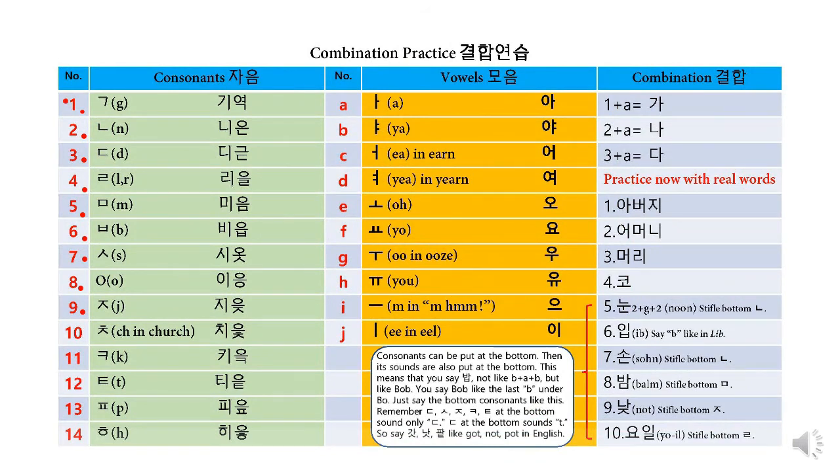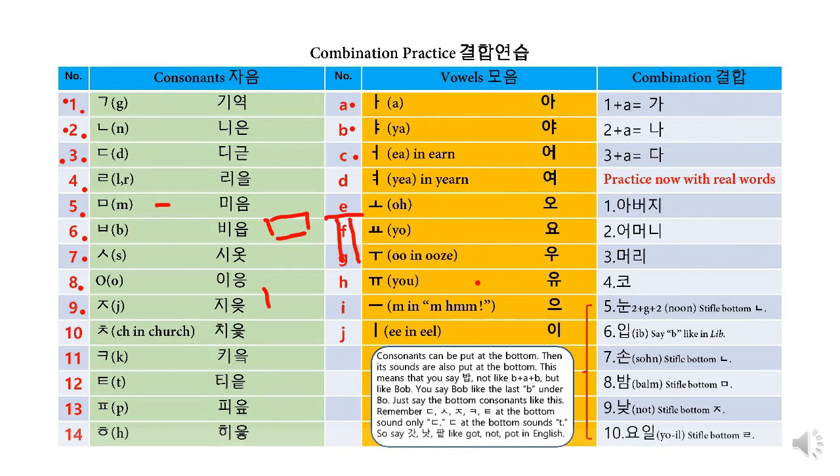I put here Arabic numbers 1, 2, 3, and here A, B, C, just for the convenience of students' Korean study. Instead of saying put giok with A, if you say put number 1 with A, it's more convenient. So let's practice by combining different combinations. For example, randomly choose number 5 miyum and number 8. So miyum. Okay, miyum. Number 8 is you.